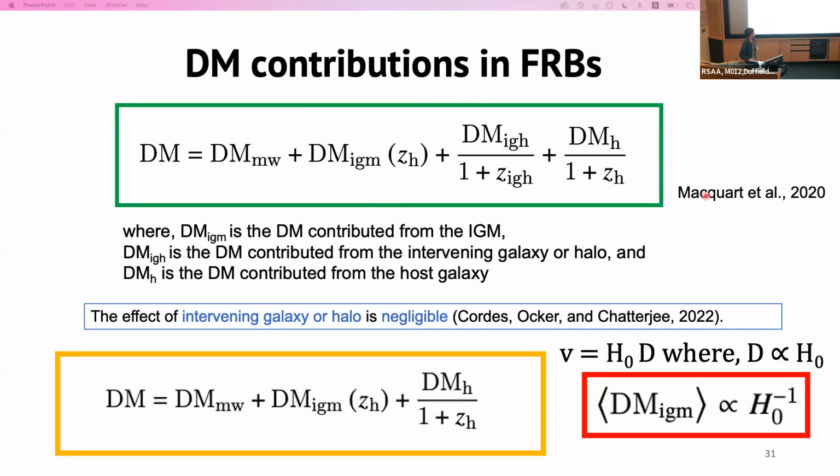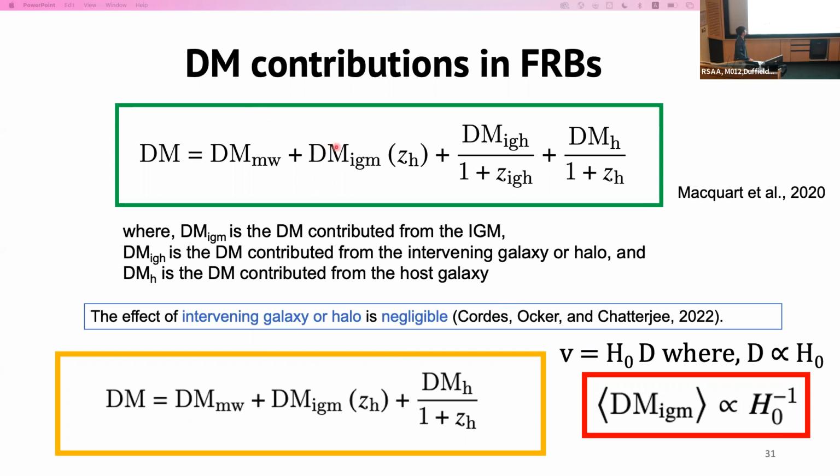In Macquart et al. 2020, they model the DM contribution in FRBs, which is shown by this equation. DM_MW is the DM from the Milky Way, DM_IGM is from the IGM, of course, and DM_IG/H is from the intervening galaxy or halo. DM_host is the key one, which is contributed from the host galaxy. From Cordes et al., they say that the effect of intervening galaxies or halos is negligible in the FRB case.